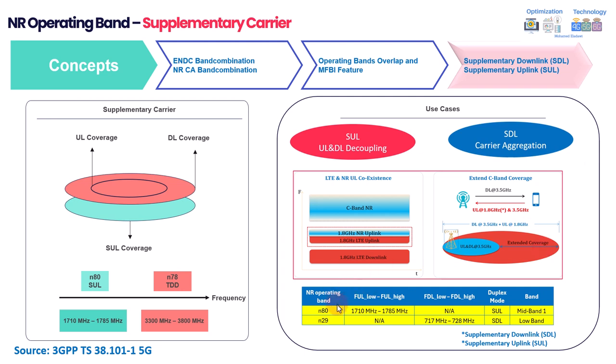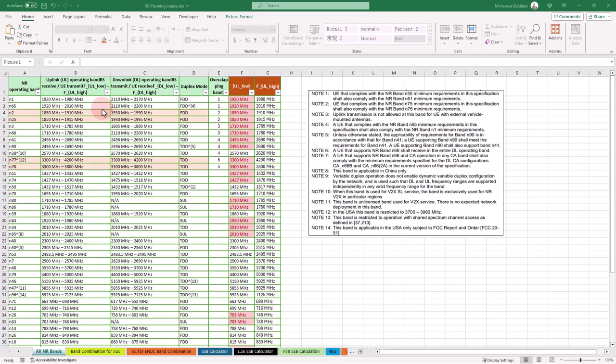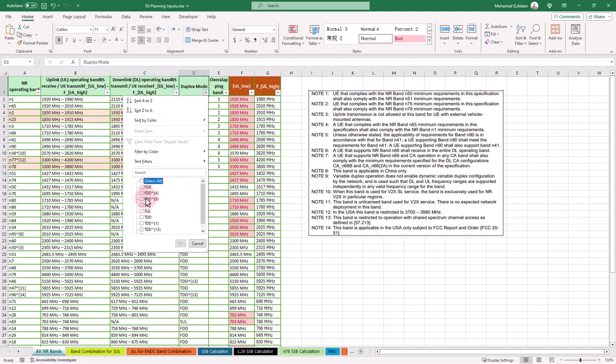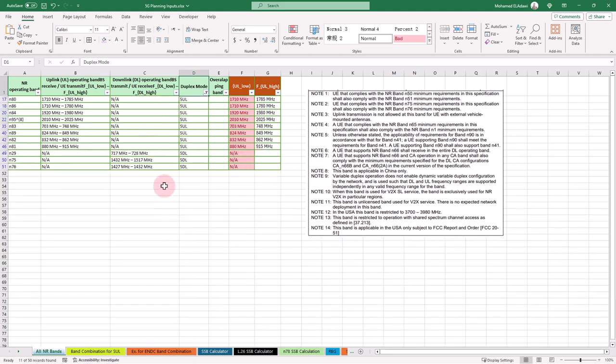So now let me quickly show you the complete band combinations, and what kind of bands currently support SDL and SUL from the 3GPP table. Okay, as you can see in this table, this is from the 3GPP. You have the supporting uplink band and the downlink band. If I filter here on SDL and SUL, for example, those two, you'll find that these are all the current combinations which you have.